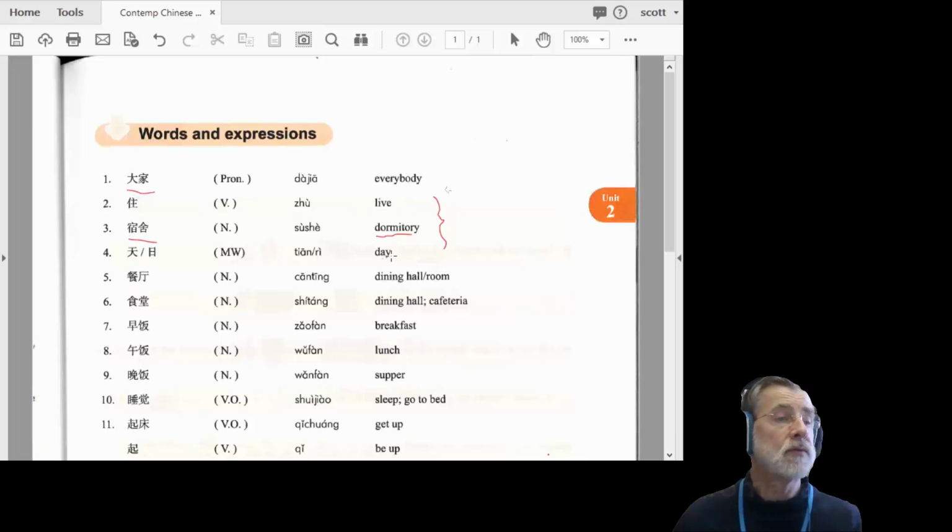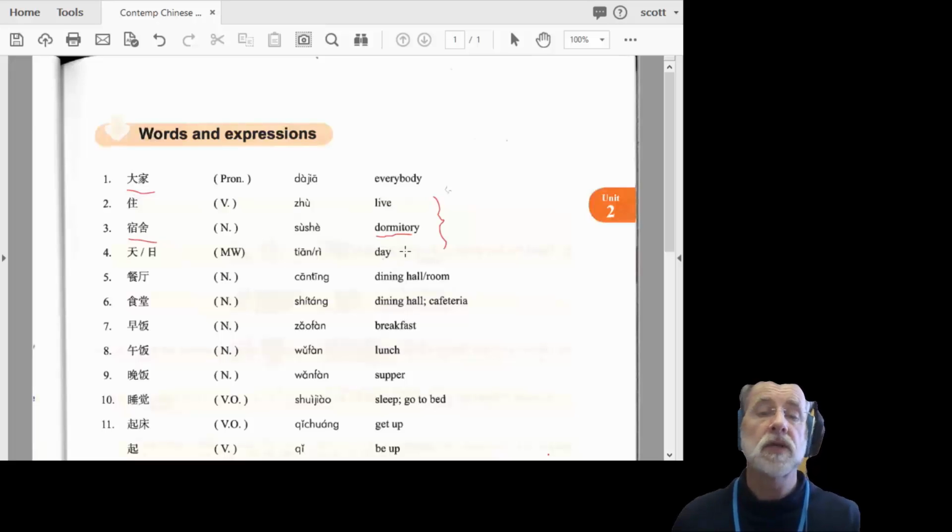Moving on to the word for day, we have two characters there, 天 and 日. 天 is used more for spoken Chinese, 日 is used more for written Chinese. So for example, if you are writing a news report or if you are writing a formal invitation or something along those lines, then you would write the character 日.